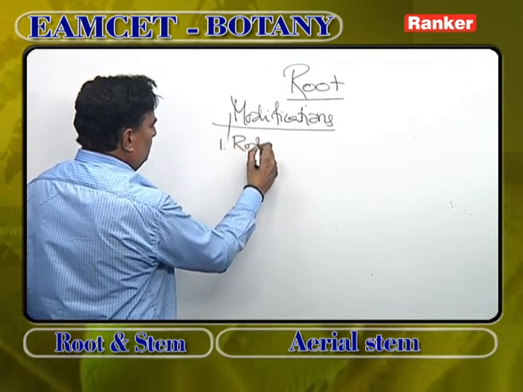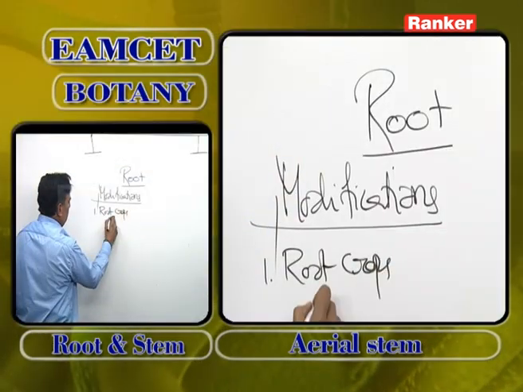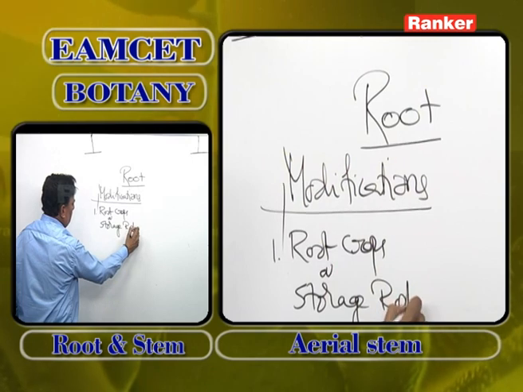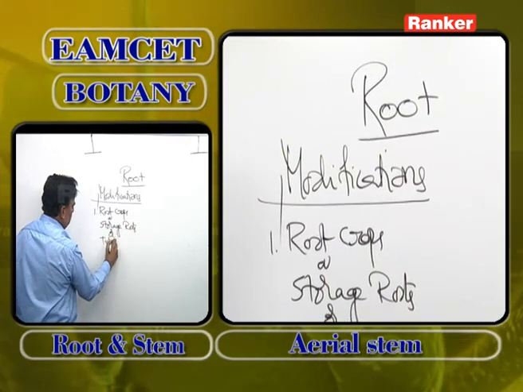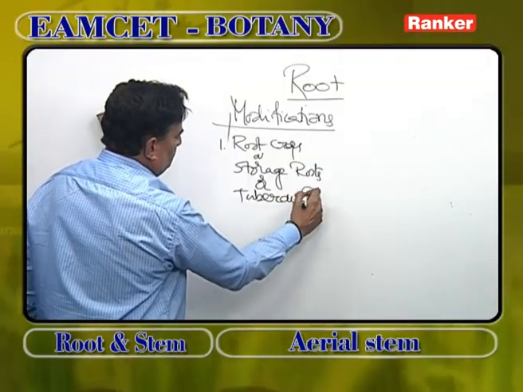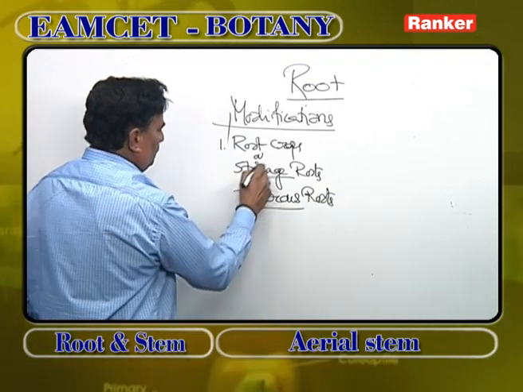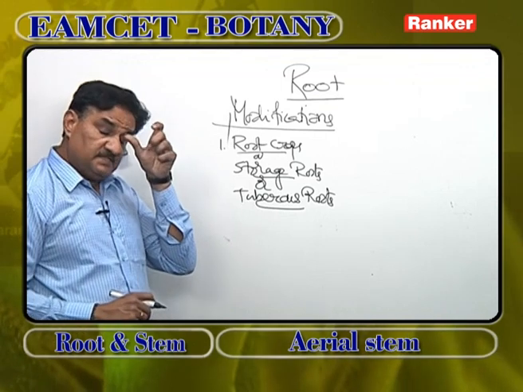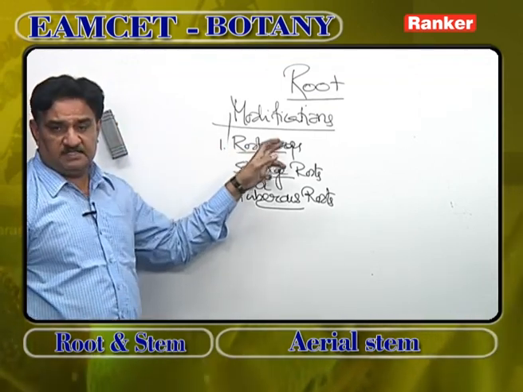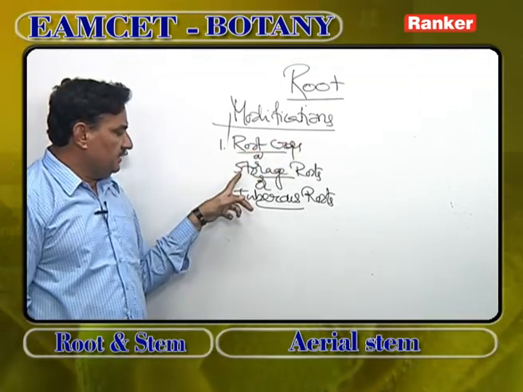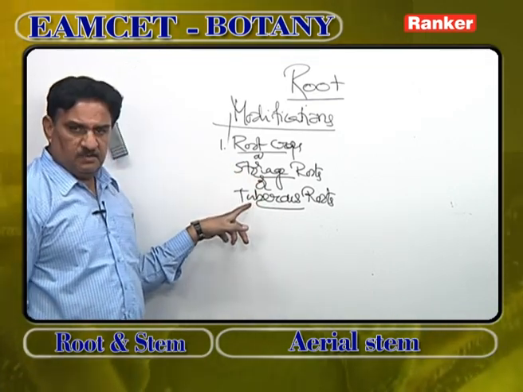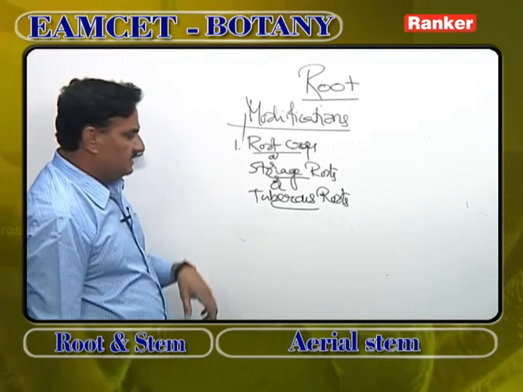One, root crops or storage roots or tuberous roots. Root crops are storage roots or tuberous roots. The name itself indicates the root is used as a crop. The name itself indicates the root stores food material. The roots show different tuberous shapes.